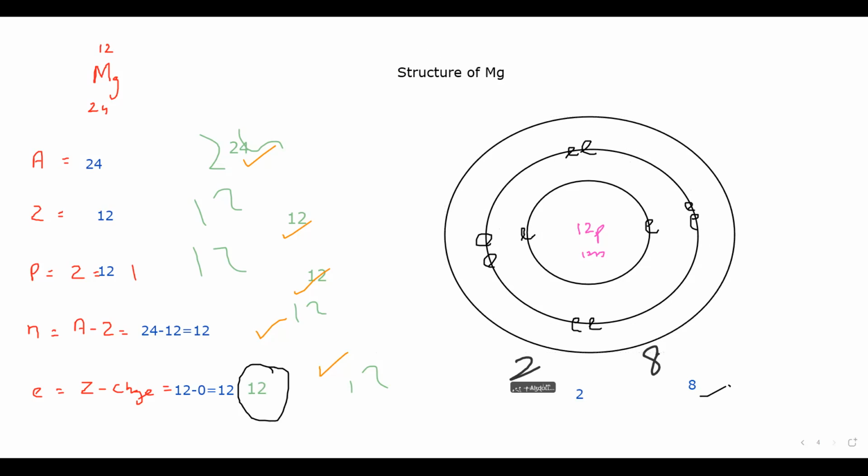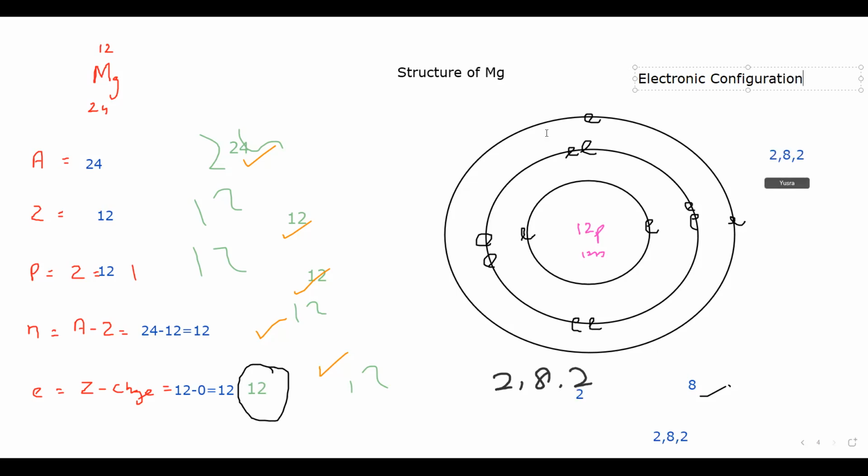In the third shell, it can have a maximum of 8 or 18, but I'm only left with 2. So I will arrange 2 electrons. So this is the structure of magnesium. And what about the electronic configuration? That's 2, 8, 2. That's correct. So we can work out its electronic configuration as well.